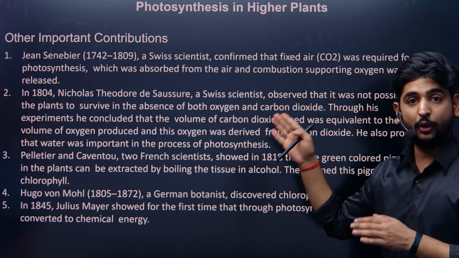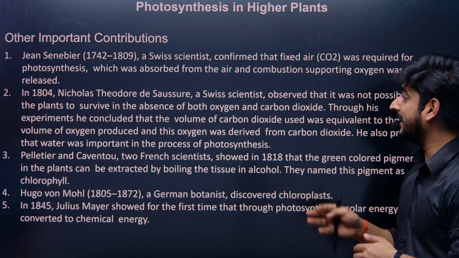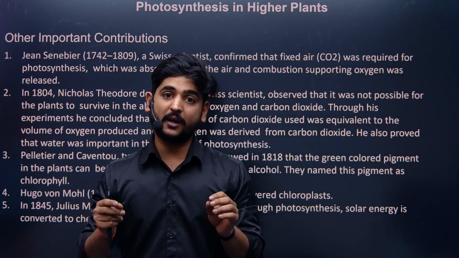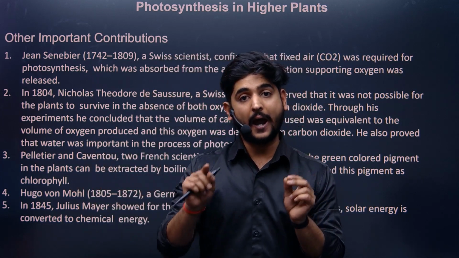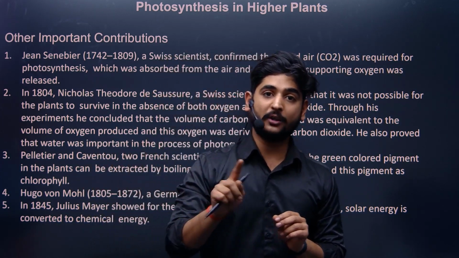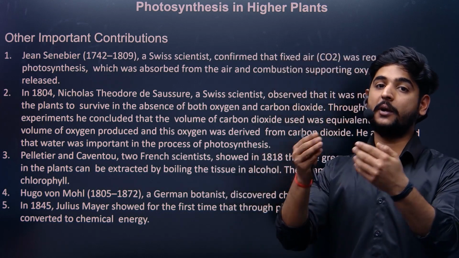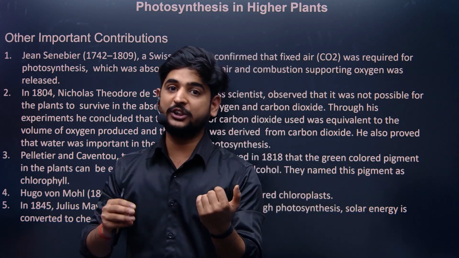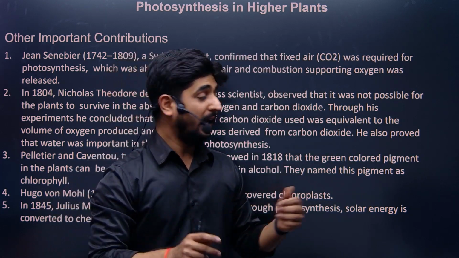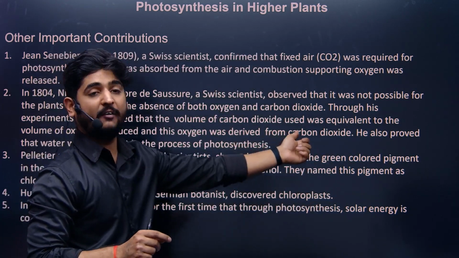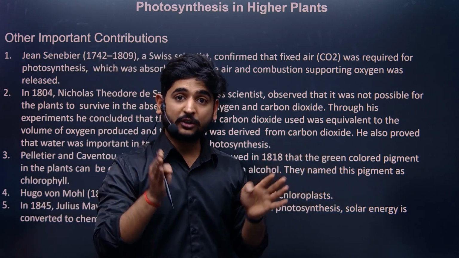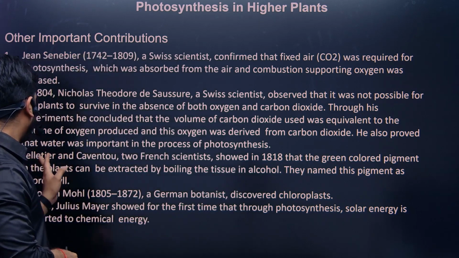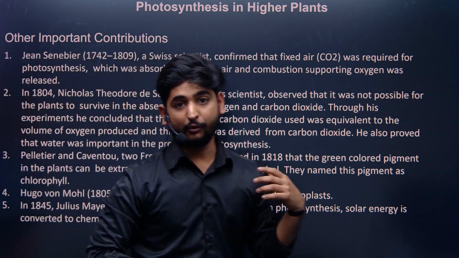Next, Nicolas Theodore de Saussure, a Swiss scientist, said that plants cannot survive in the absence of oxygen and carbon dioxide both. They need both oxygen and carbon dioxide. The volume of carbon dioxide used is equal to the volume of oxygen evolved in photosynthesis. But he said that this oxygen was derived from carbon dioxide. This is wrong. This oxygen is coming from the breaking down or splitting of water. He also proved that water is important for photosynthesis.